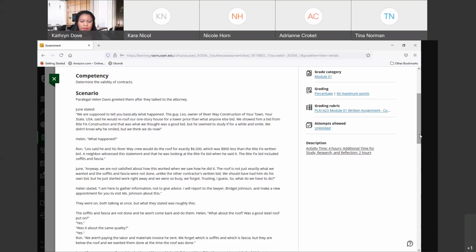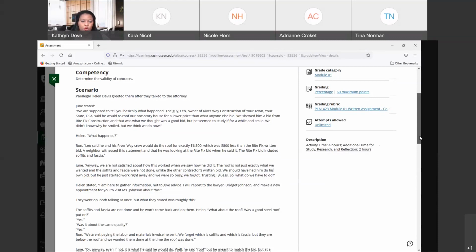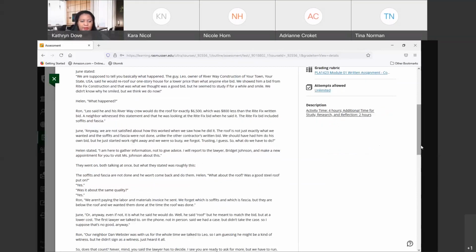And then the paralegal says, "Well, what about the roof? Was a good steel roof put on?" "Yes." "Was it about the same quality?" "Yes." And then the homeowner says, "We weren't paying the labor and materials invoice he sent. We forgot which is soffits and which is fascia, but they're below the roof, and we wanted them done at the same time the roof was done, or anyway, even if not, that's what he said he would do." He said roof, but he meant to match the bid, but at a lower cost. The first lawyer we talked to on the phone said we had a case, but didn't take the case.